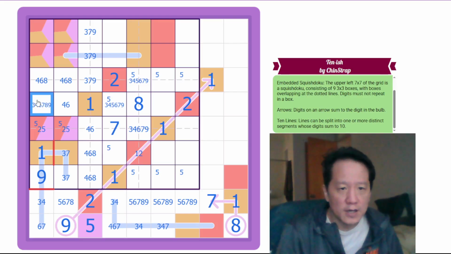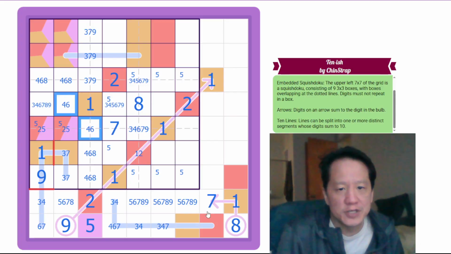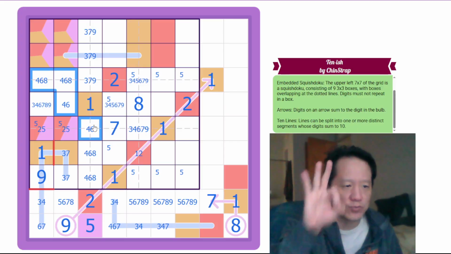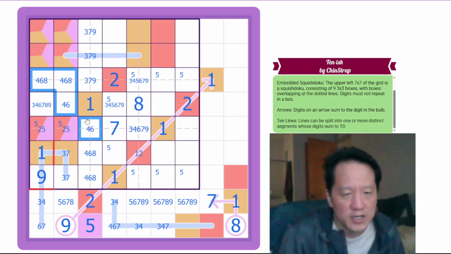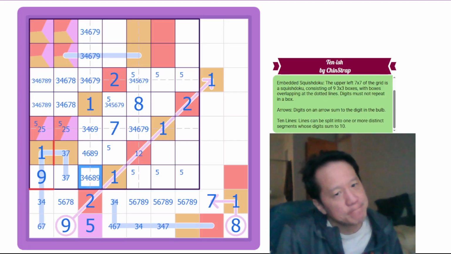So this cannot be... oh, and we have a contradiction. So no, this cannot be 7. Right? We have 4 digits in box 4 having to contain 4, 6, and 8, which is only 3 unique digits. So that's not possible. Interesting.